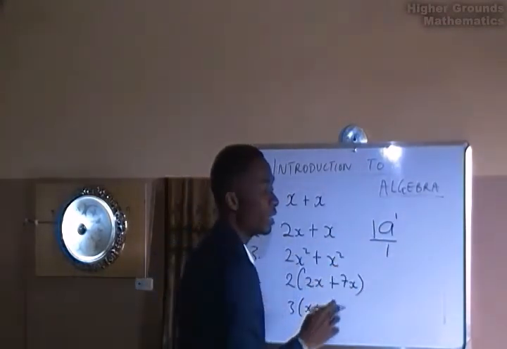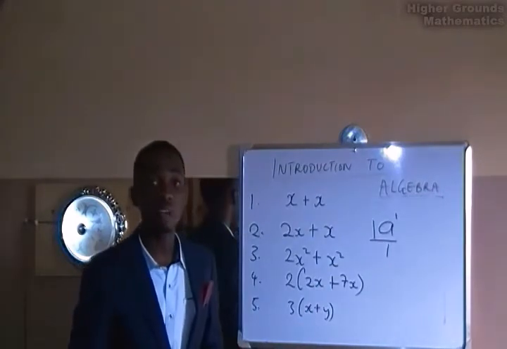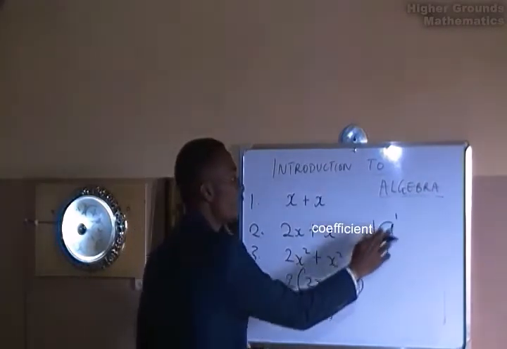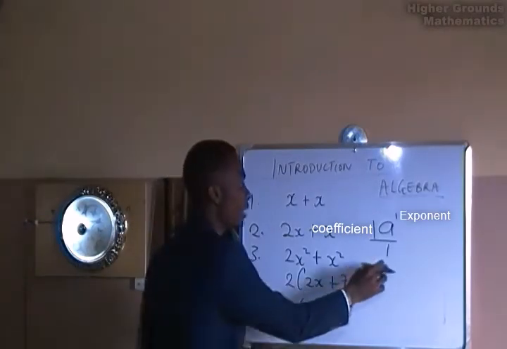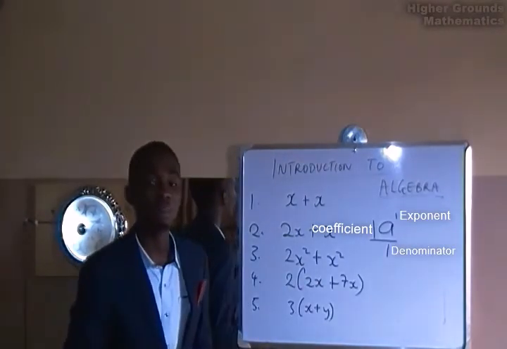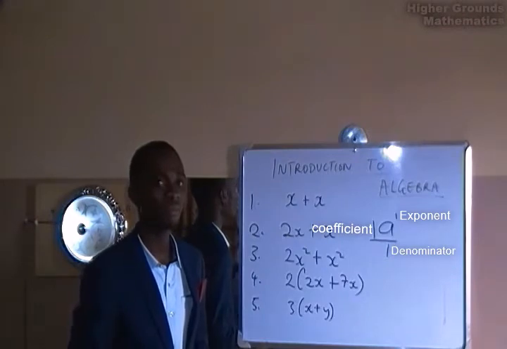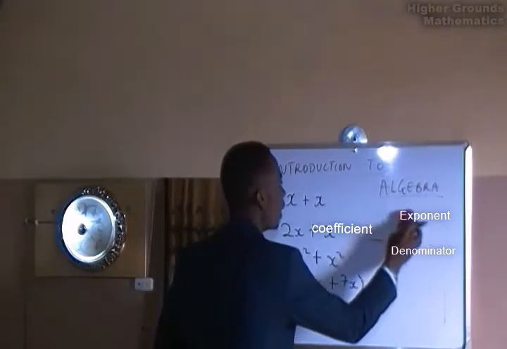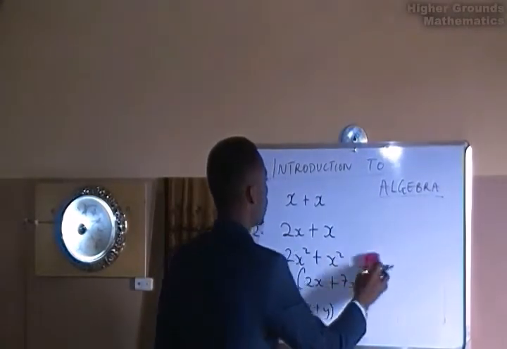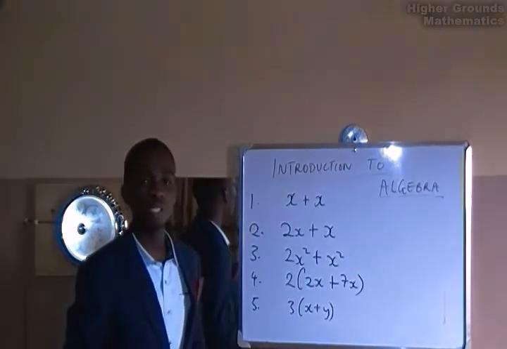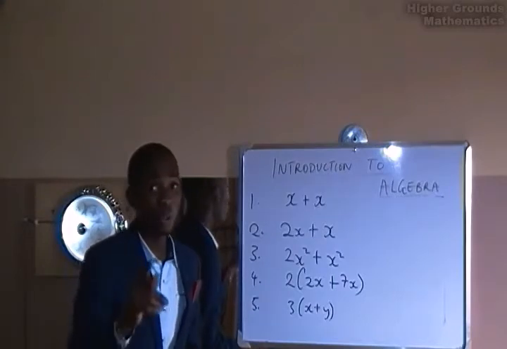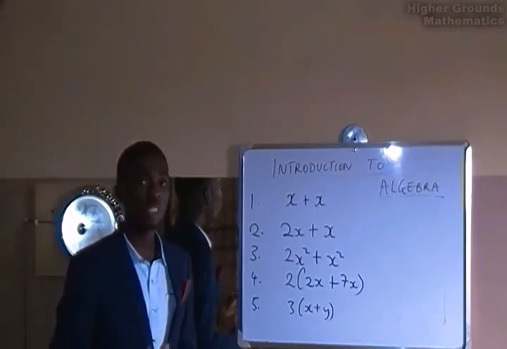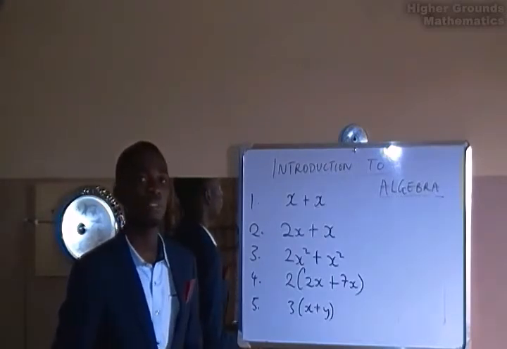The 1 in front of it is labeled the coefficient. The 1 on top of it is labeled the exponent. And the 1 underneath it is labeled the denominator. Now, when we have x plus x, what I'm going to make use of is the coefficient. Have this in your mind. Whenever you are adding up algebra, all you need to make use of is the coefficient.